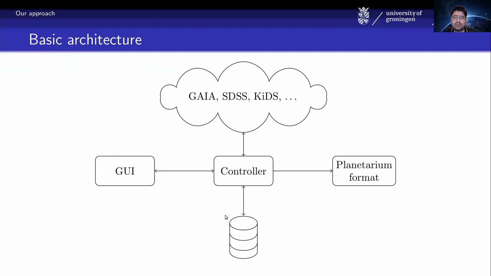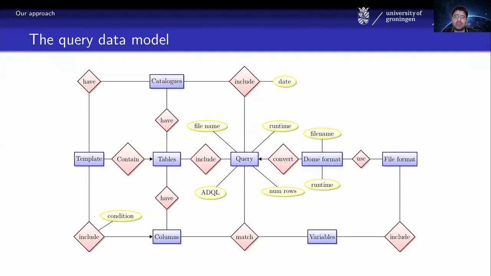This module contains two main entities. One of the main entities is the query entity, which stores information about the ADQL code used to download data, the number of rows, the runtime, and the file name in which the data was stored. Then we would like to store information about the conversion process. So we want to store information about the file name, runtime, and variables used to transform the data.